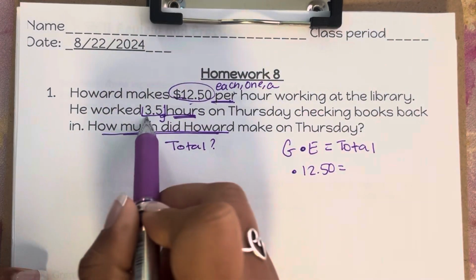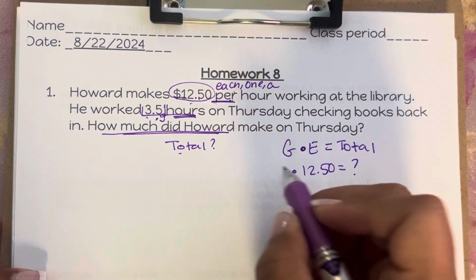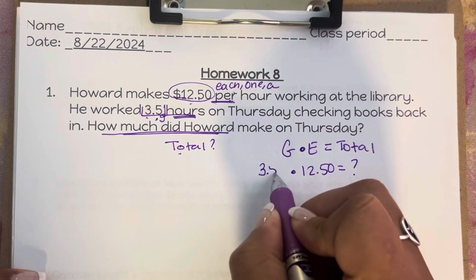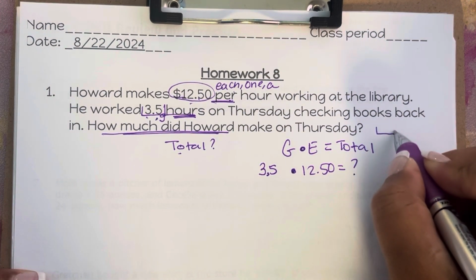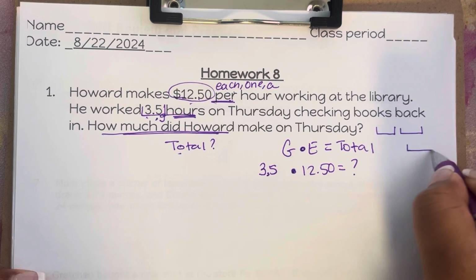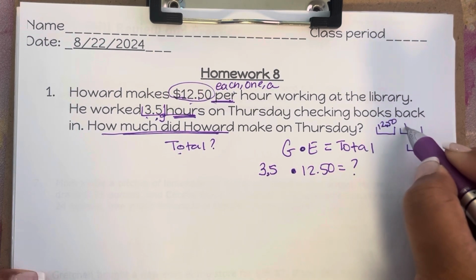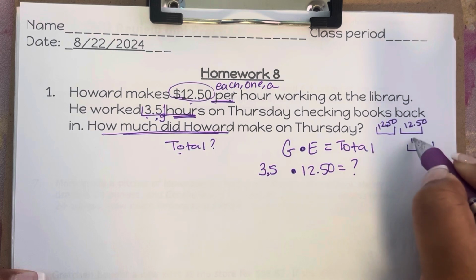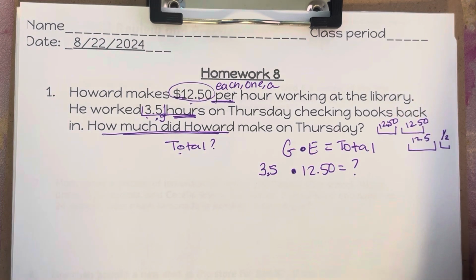Okay. 3.5 hours, and we know that we're looking for a total, so that means the 3.5 hours has to be the groups. And if you think about it, this is 1 hour, 2 hours, 3 hours, and each hour he made 12.50. This is just a visual. 12.50, and then a half hour over here, so that'll be half of 12.50. Okie dokie.